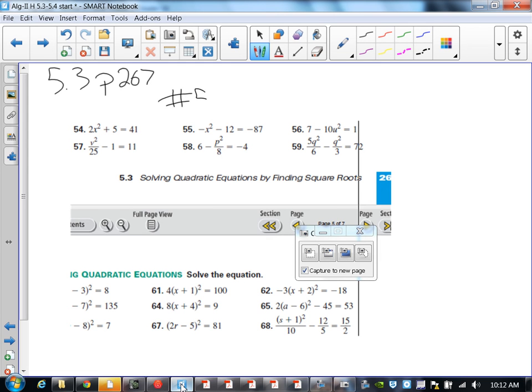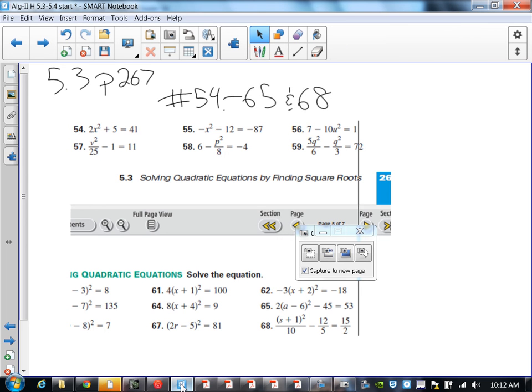Just send me a picture when you get home. All right, 64 to 65 and 68. I forgot about that one. It's easy. Simplify it. All right, we'll build off this tomorrow.